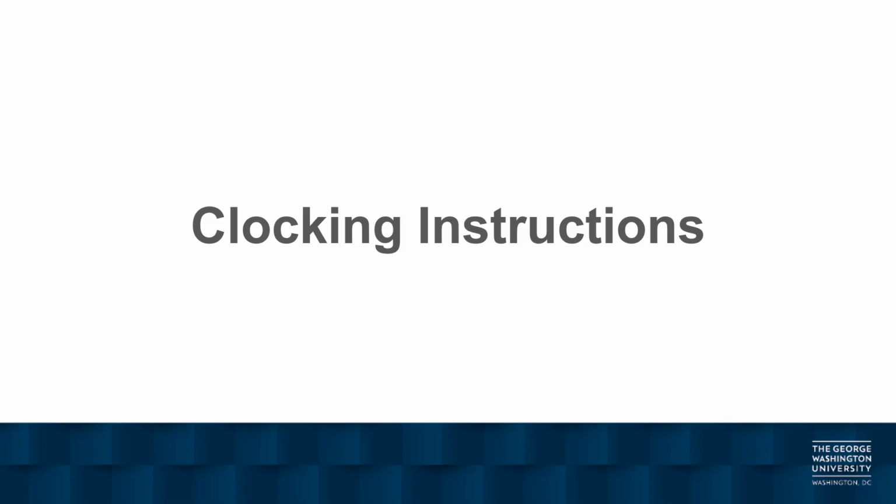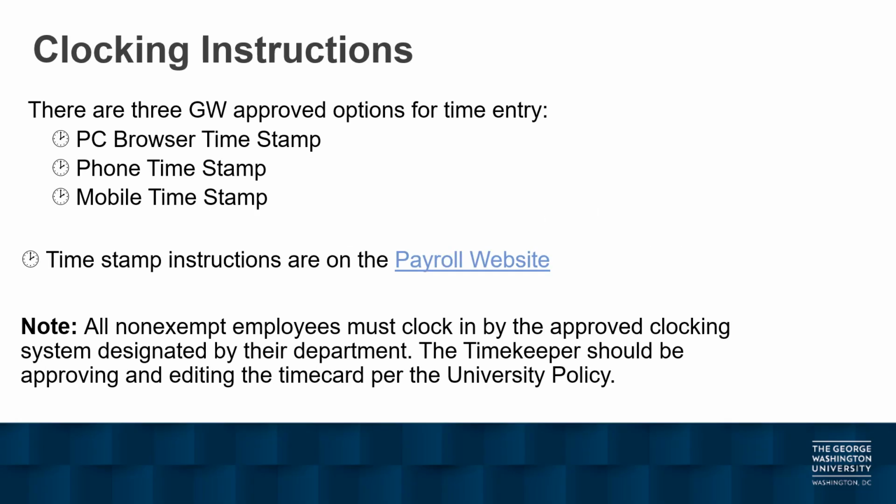Clocking instructions. There are 3 GW approved options for time entry: PC browser timestamp, phone timestamp, and mobile timestamp. Timestamp instructions are on the payroll website. Note, all non-exempt employees must clock in by the approved clocking system designated by their department. The timekeeper should be approving and editing the time card per the university policy.